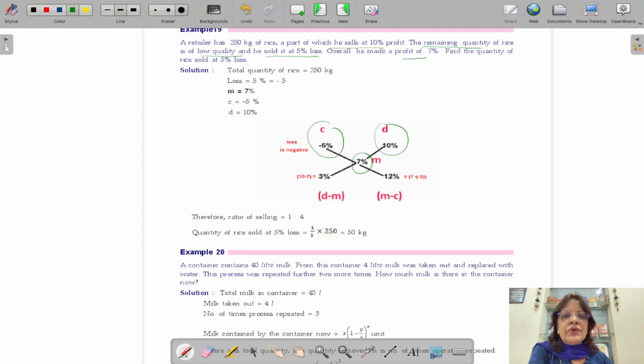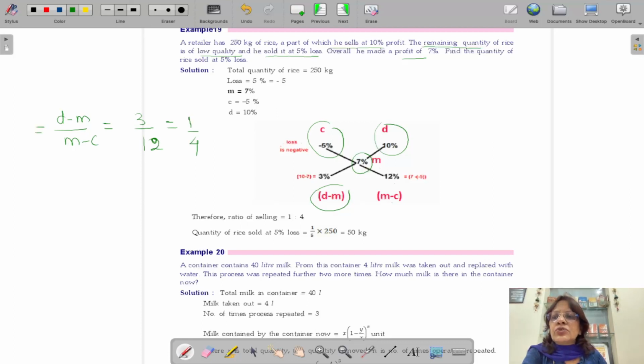Now what we do is simply we write D - M over here: 10 minus 7 is 3%. And here M - C will be 12. Why will it be 12? Because here it was a loss, so negative things we write as minus. This is 12%. Now applying the formula, the ratio of selling is D - M upon M - C, which is 3 upon 12. So the ratio is coming out equal to 1 upon 4.